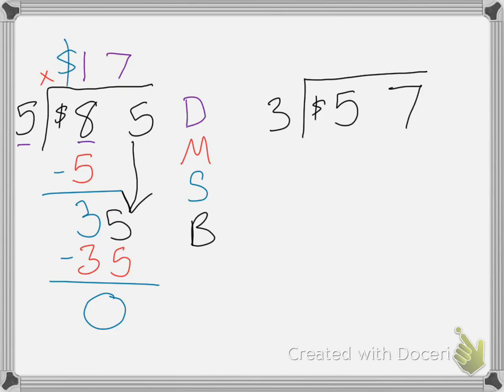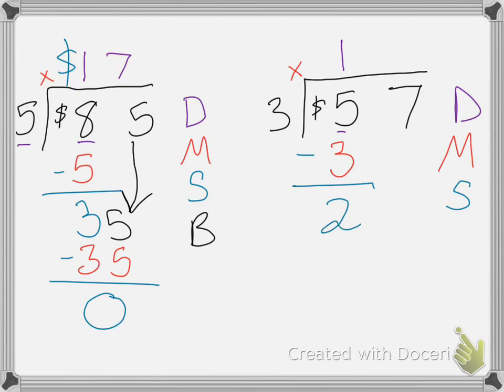Okay, last example. First, we divide. 5 divided by 3 is 1. Then we multiply. 3 times 1 is 3. Then we subtract. 5 minus 3 is 2. We bring down the 7.